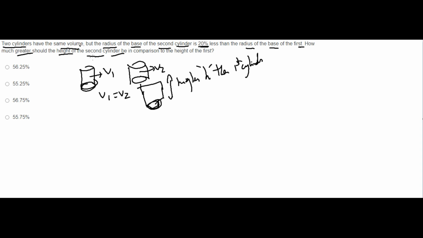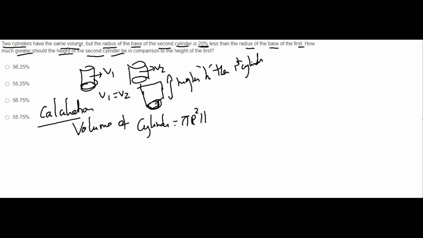Okay, we can go to the session now. Let's go for the calculation. Now listen over here. The first one, they have used the volume of a cylinder. You know the volume of a cylinder is equal to pi r square h, where r is the radius and h is the height.